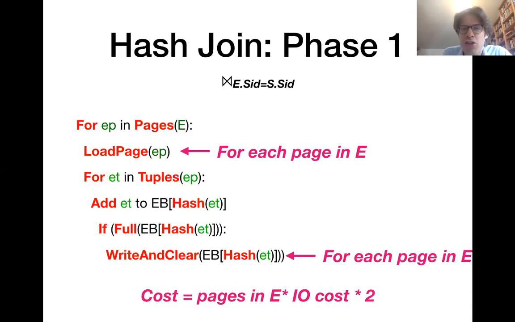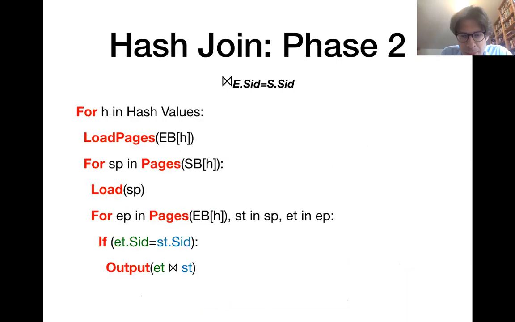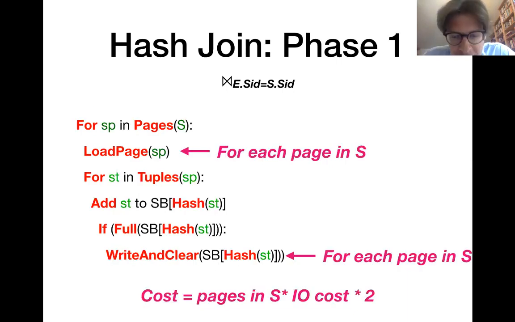I also need to partition the other one. That is the student table. That is the correct slide. So here I'm simply doing the same thing that I did before, but for the student table. Iterating over the pages, partitioning them by the hash function, and writing those output buffers to hard disk whenever they become full. All right.